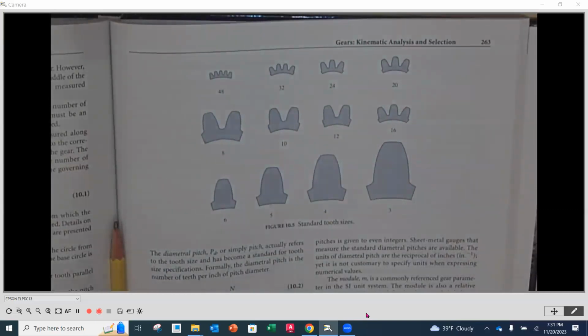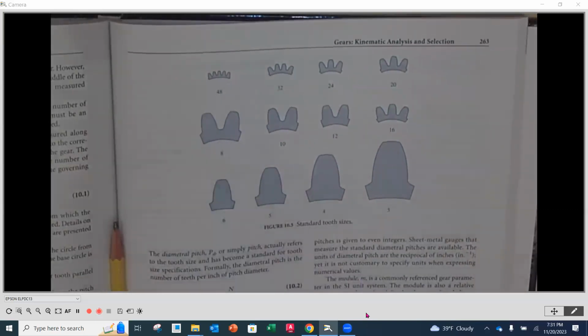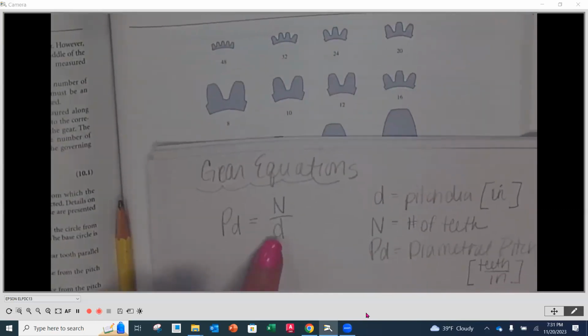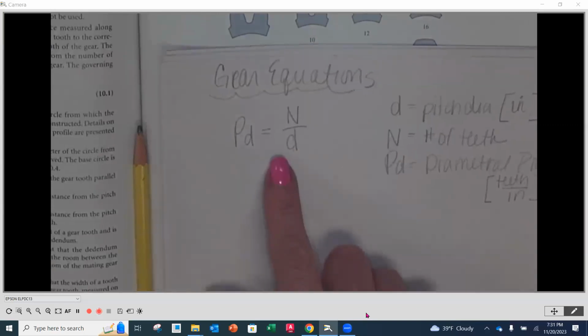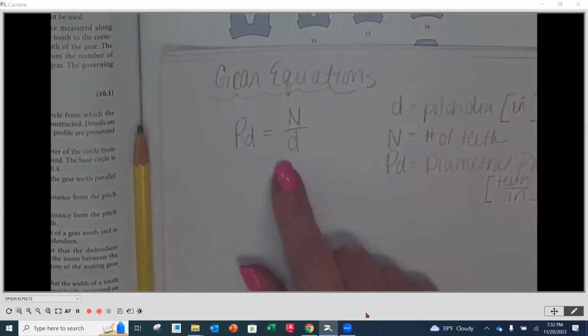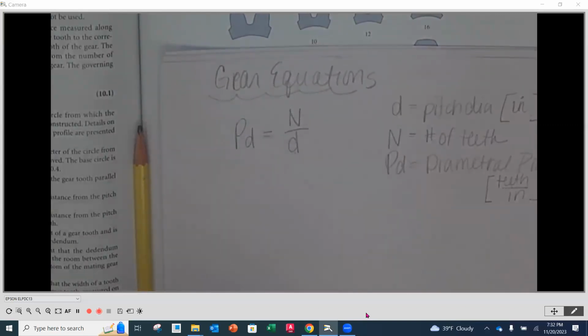Now, if I know that a gear has a diametral pitch of 8, and I know that there are 20 teeth, I can calculate the pitch diameter, okay? So when I'm laying something out, I'm interested in pitch diameter because I need to know how much space it's going to take up, okay?